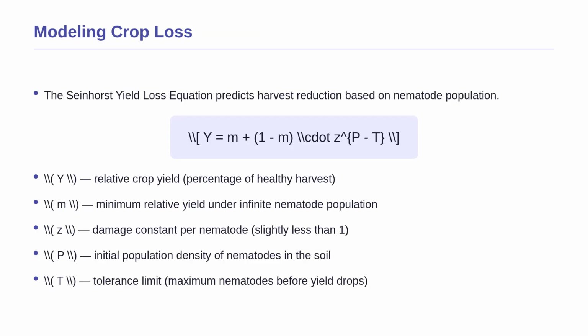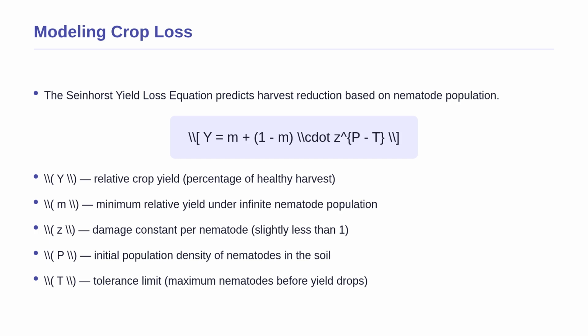To make informed farming decisions, agricultural scientists use mathematical models to predict exactly how much of a crop will be lost. The most famous of these is the Seinhorst yield loss equation. Conceptually, this formula calculates the expected harvest by accounting for the plant's natural tolerance and the compounding damage of the parasites. Let us break down the symbols.